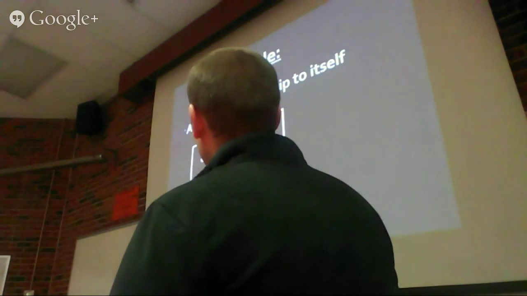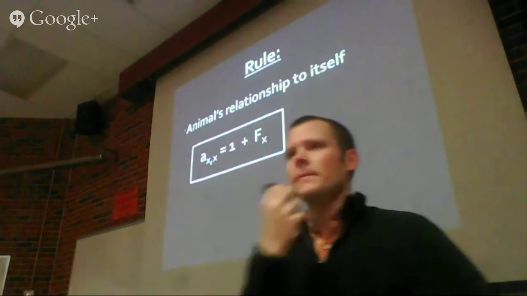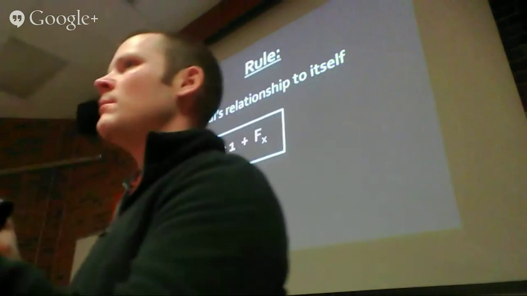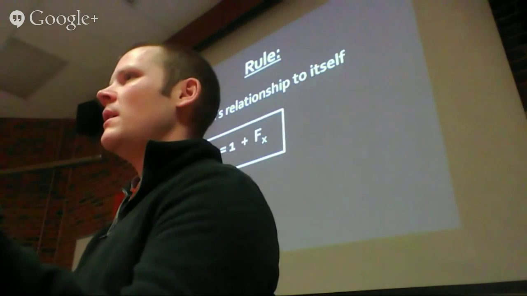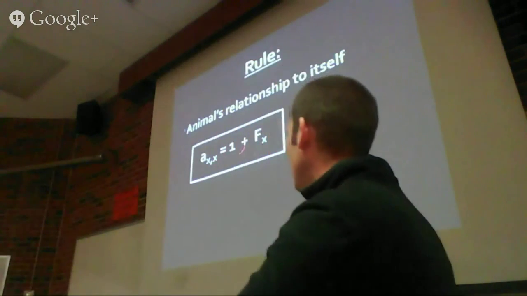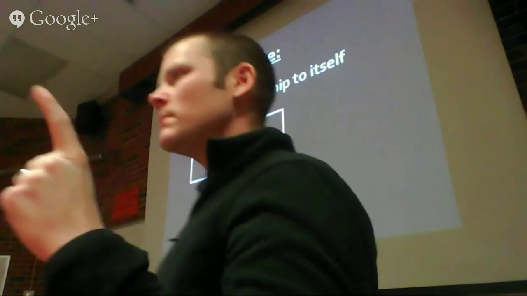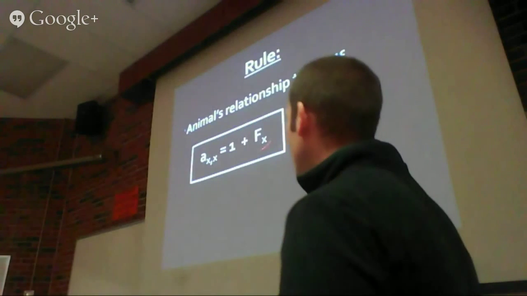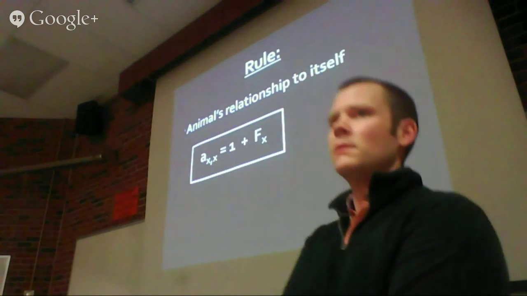It's simply 1 plus that inbreeding coefficient. So it's simply a way to keep track of, is this animal inbred? It shows you who's inbred and who's not, right? If there's no inbreeding, relationship to itself is just 1. If there is inbreeding in that animal, we tack on that inbreeding coefficient.